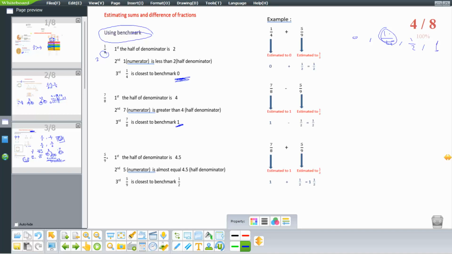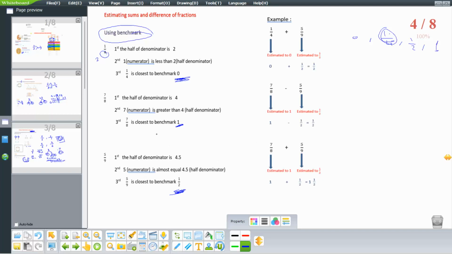And 5 over 9. Half of 9, we know, equals 4.5, or 4 and a half. So 5 is closest to 4.5, meaning 5 is very close to half of 9. So it's closest to the benchmark half.